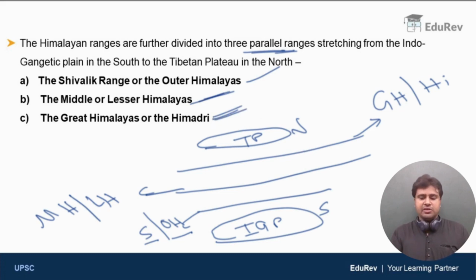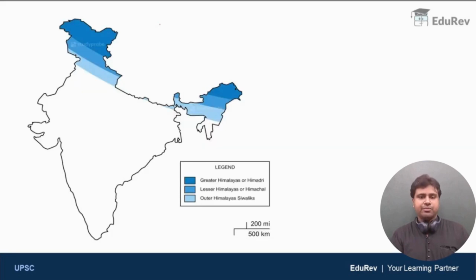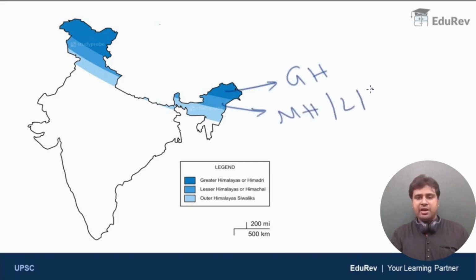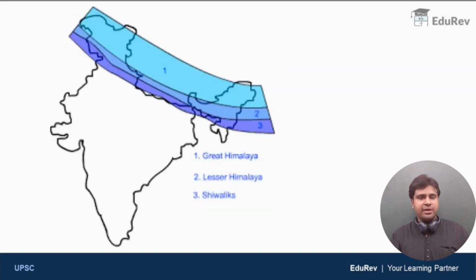Clear, right? So let me just continue. Now, where these ranges are located in India. So just look at this map. The dark blue region is occupied by the Great Himalayas. The blue region is occupied by Middle Himalayas or Lesser Himalayas, and the light blue region is occupied by Shivaliks or Outer Himalayas. Okay, so let us just look at one more map for the sake of clarity.